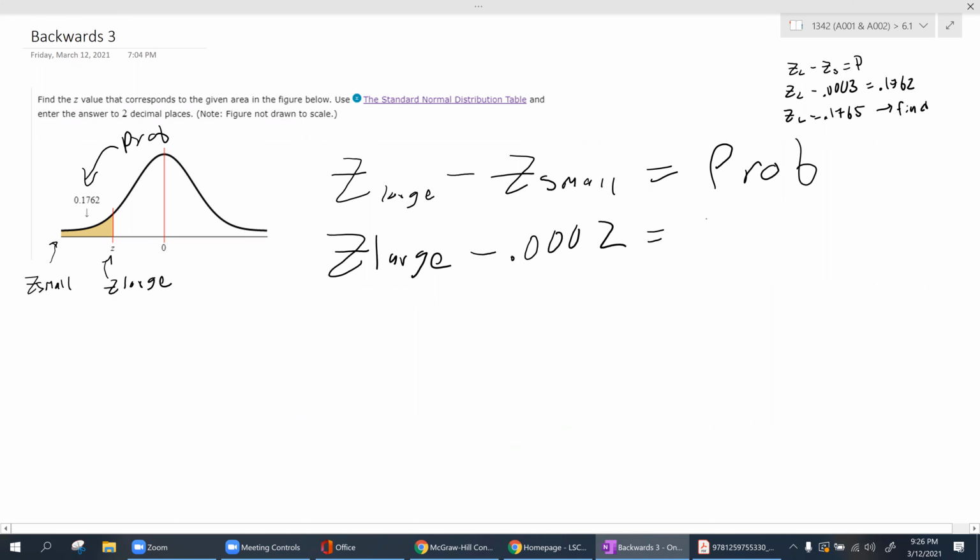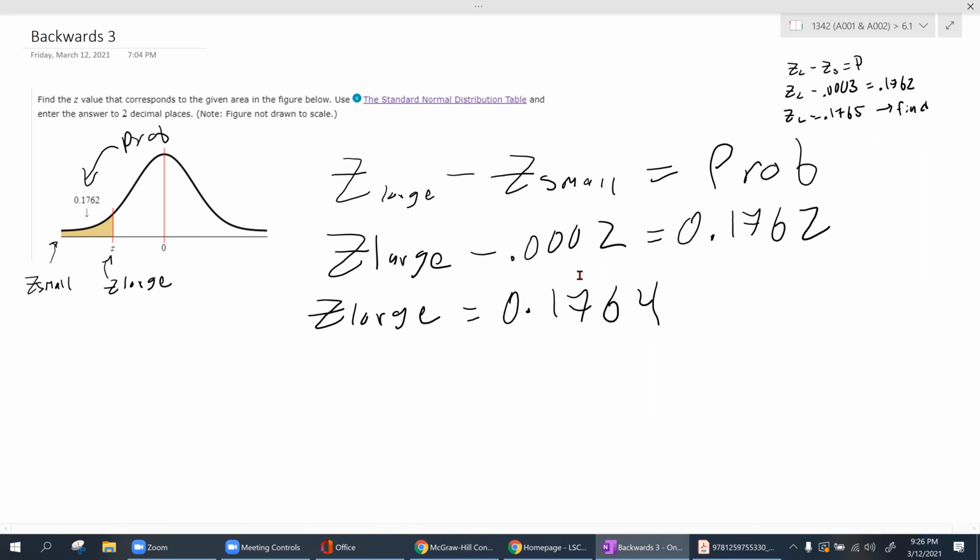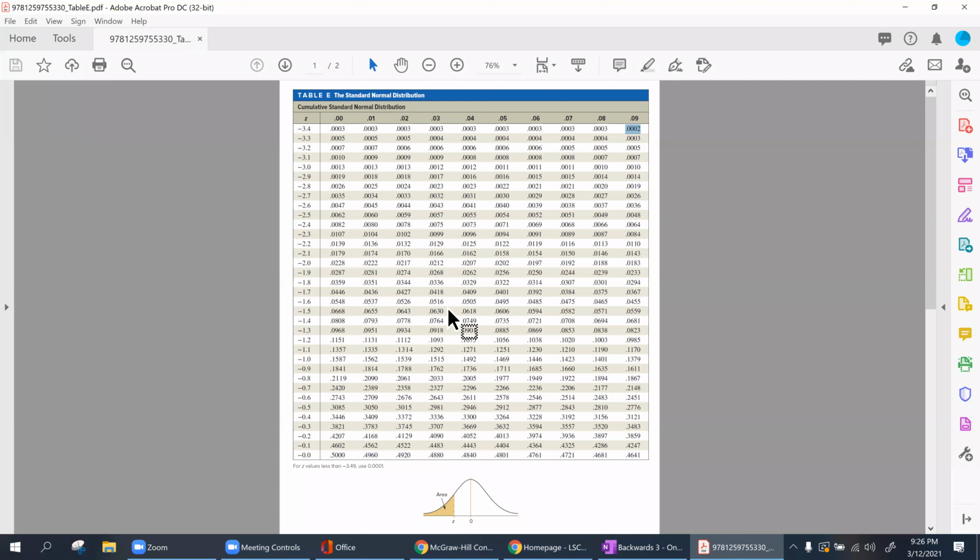Which is equal to 0.1762. Again, I'm going to solve for Z large, meaning I have to add this to both sides, and I get 0.1764. Remember, this isn't our final answer. This is the probability. You're looking for the exact Z value, so we're going to focus on 0.1764.